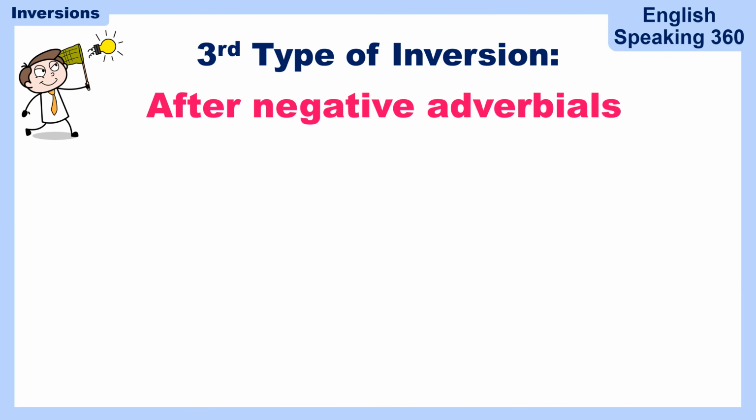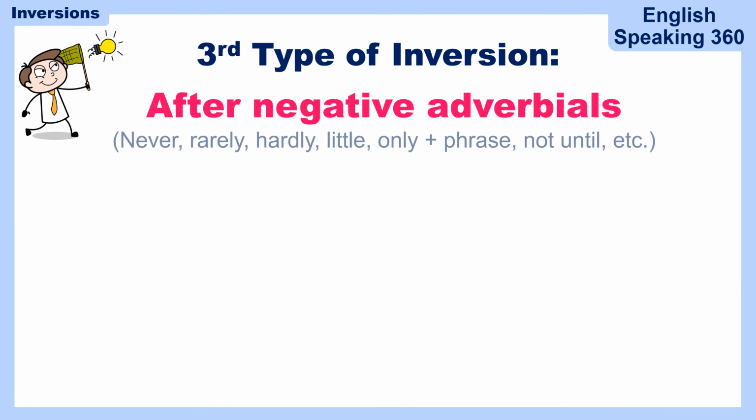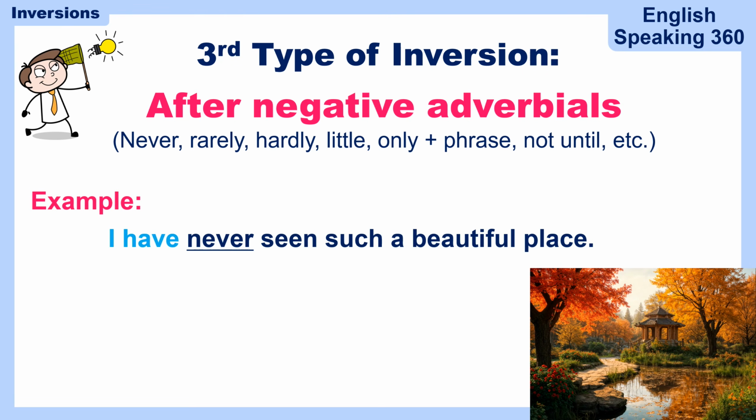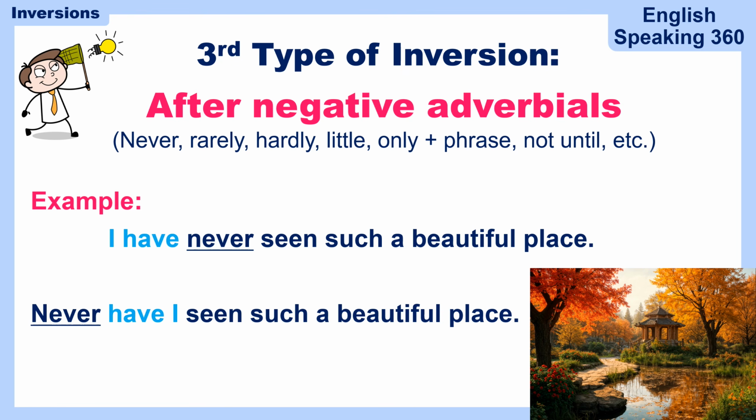Third type of inversion, after negative adverbials. Here are some examples. Never, rarely, hardly, little, only plus phrase, not until plus phrase, and so on. I have a great example for you. I have never seen such a beautiful place. Instead of putting never in the middle, you can start the sentence with never. But if you do that, you need to use inversion right here. So I and have switch around and it becomes: Never have I seen such a beautiful place.